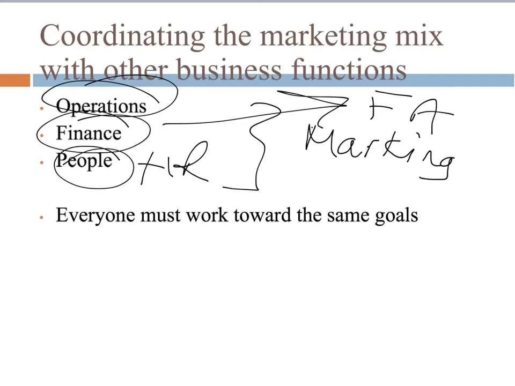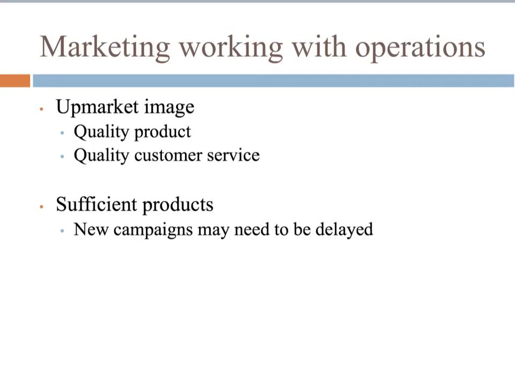So now we're going to look at how the marketing mix will work with other functions. How does it work with operations or operations management? The marketing department's aims must be consistent with the production department's approach as well. If the marketing mix is, for instance, aiming to create an upmarket quality image, it is vital that the products being manufactured meet this requirement.